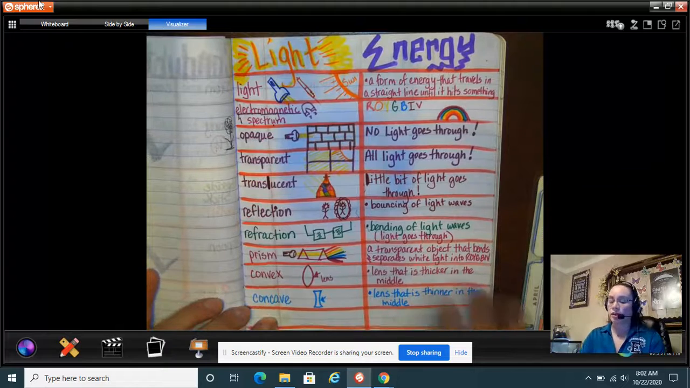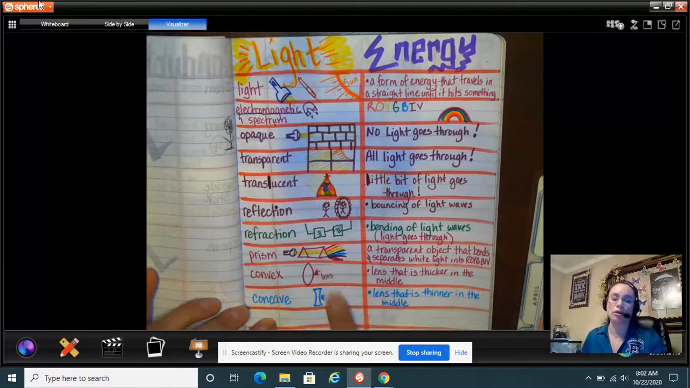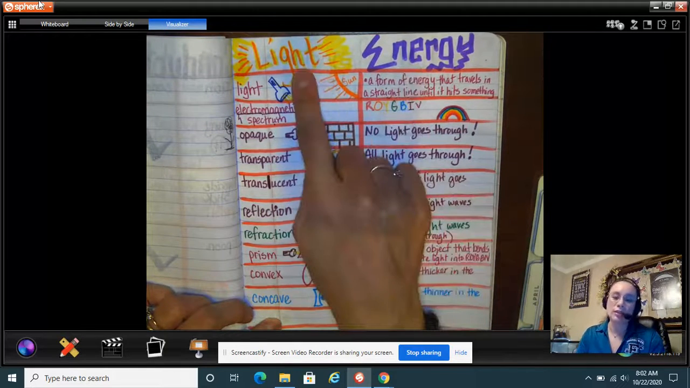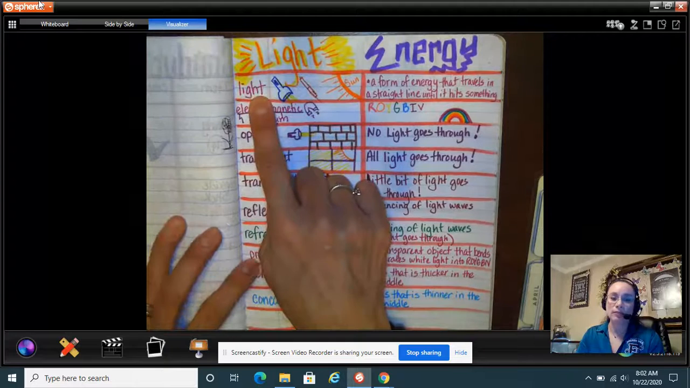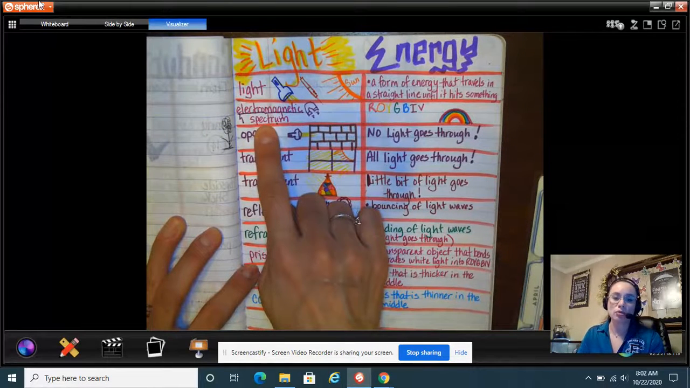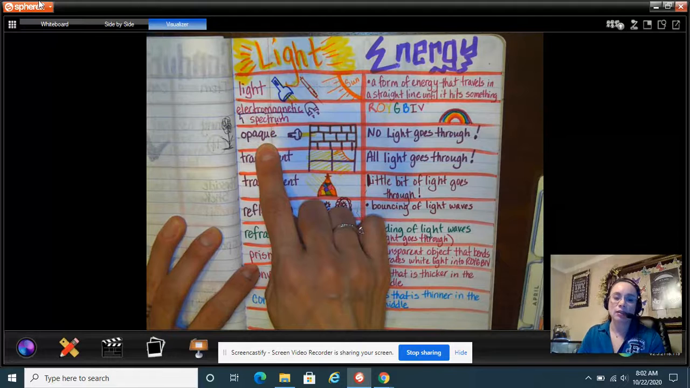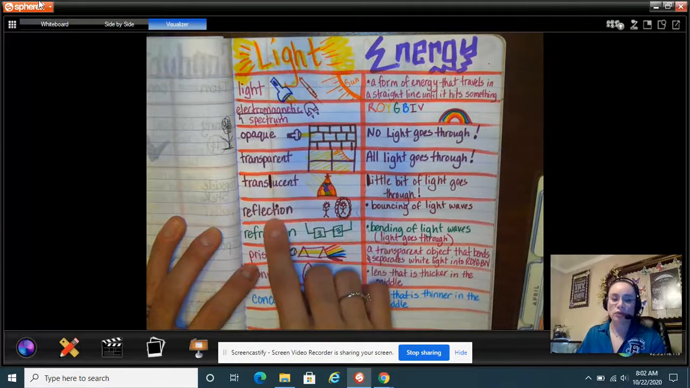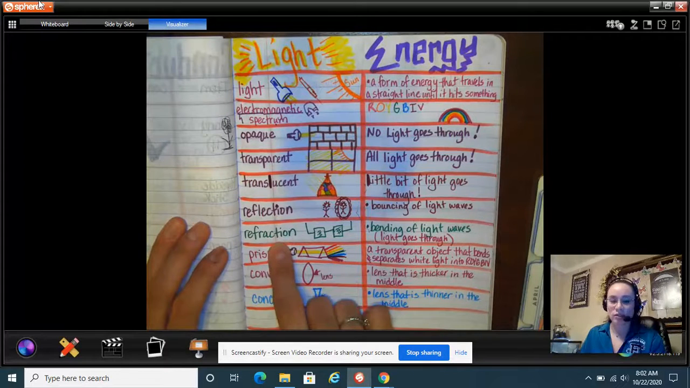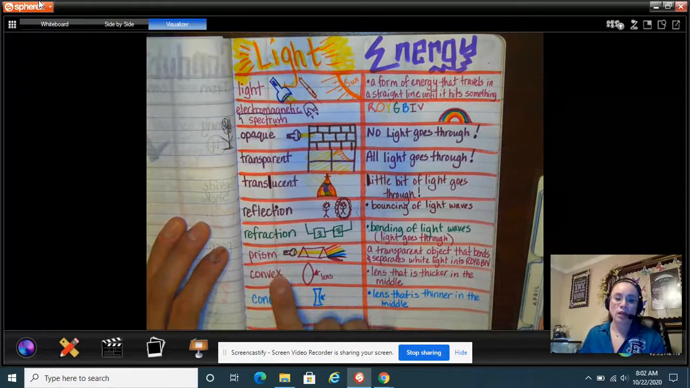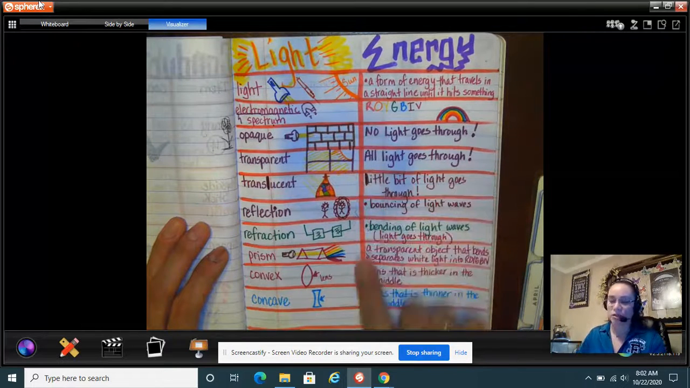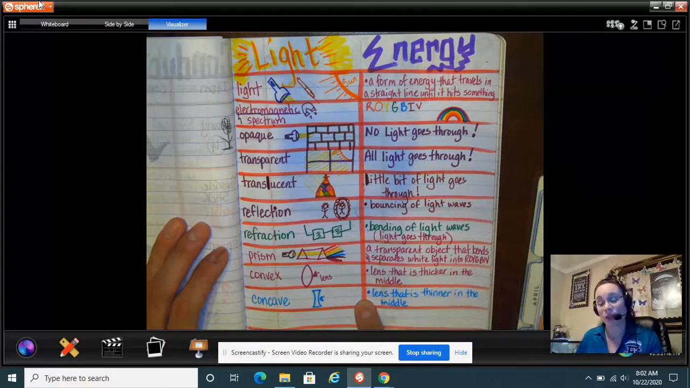Okay, so these are the vocabulary words that you need to know for this week 2.3. It is about light energy or the energy of light. I have the words light, electromagnetic spectrum, opaque, transparent, translucent, reflection, refraction, prism, convex, and concave. And all of these vocabulary words describe light and how it behaves.